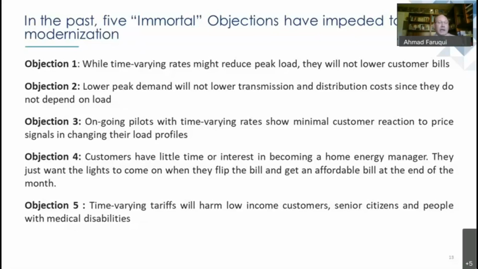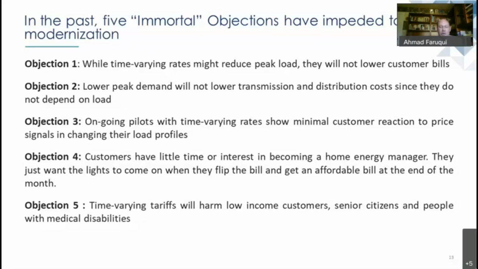Many customers are like that, and therefore we need to give choices to customers, but not every customer is like this. So we don't need 100% of the customers responding to these rates. We just need 1/3 to 50% of the customers responding, and the system will become much more affordable for 100% of the customers. And then there is the last one, is the chestnut.